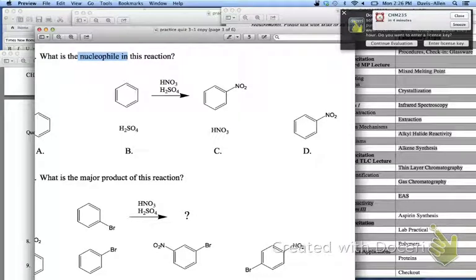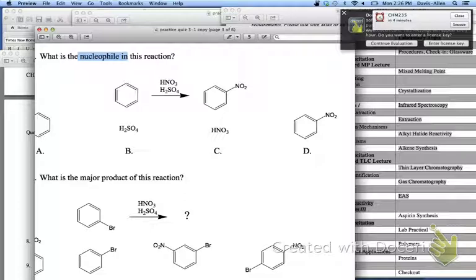Nucleus loving, so what does it have to supply? Electrons. So we'd have to go back and have broken down, just like we did in recitation, what each of those species acted as and what they did. What is the nucleophile in this case? The benzene ring. Okay, that would be A.